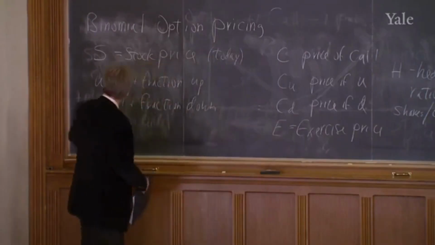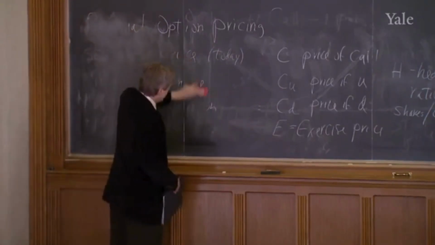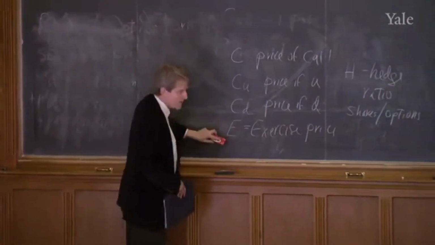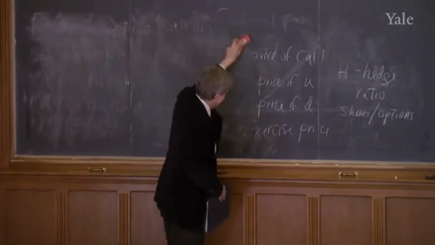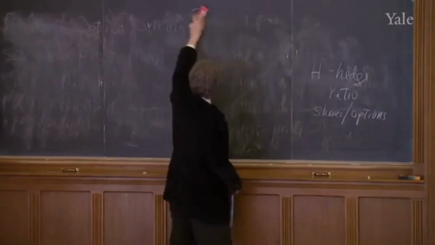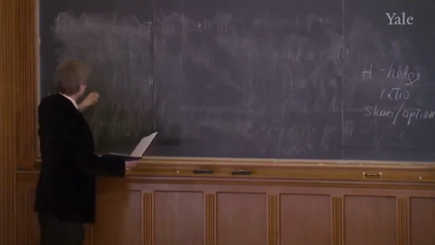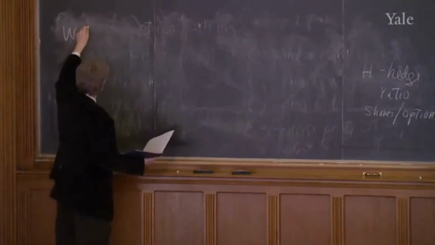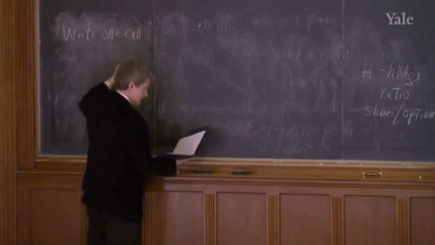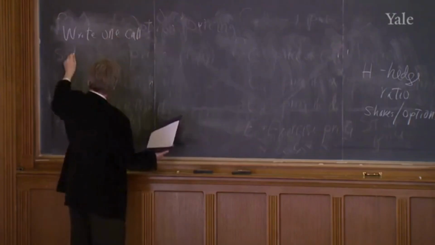So let me erase this and start over again. I'm on my way to deriving the option's price for you. And it's a little bit of math, but we'll get there. Okay. So I'm going to write one call and buy H shares.